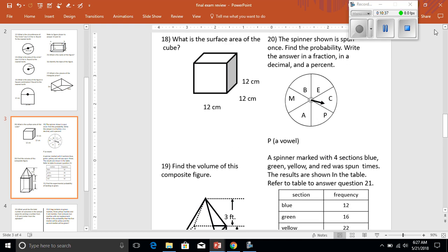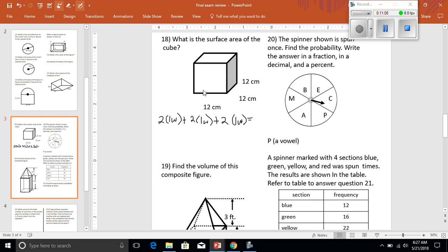We've got number 18. What is the surface area of this cube? To remember that, we have to remember our formula is 2 times length times width, plus 2 times length times width, plus 2 times length times width. And if we do that, then we will get our answer.